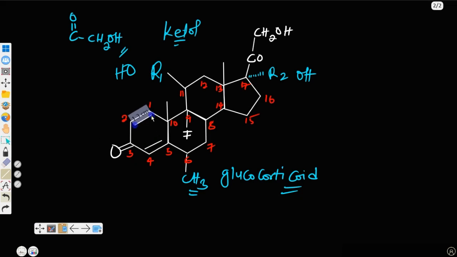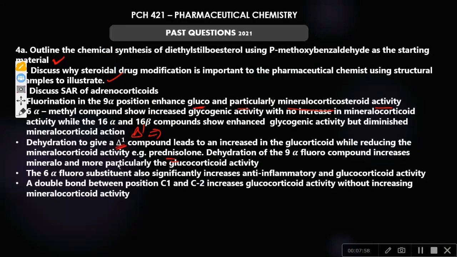So when there's a double bond at this position here, it increases the glucocorticoid activity, and reduces the what? Mineralocorticoid activity. Is that okay? So prednisolone is more of a glucocorticoid than a mineralocorticoid. Is that okay? Now, that is one. Even prednisone also, prednisolone, prednisone, they fall into the same category.